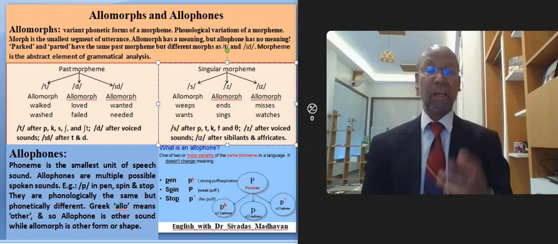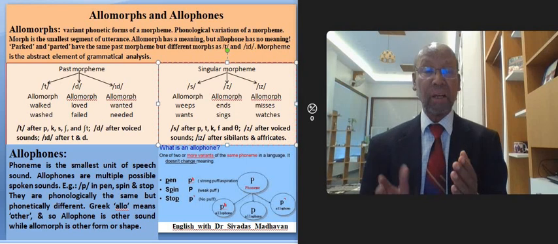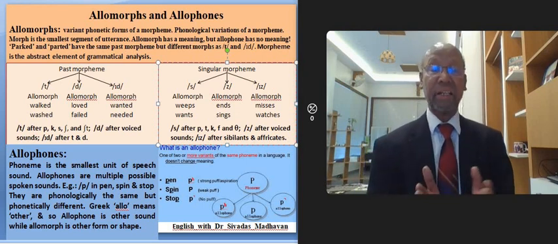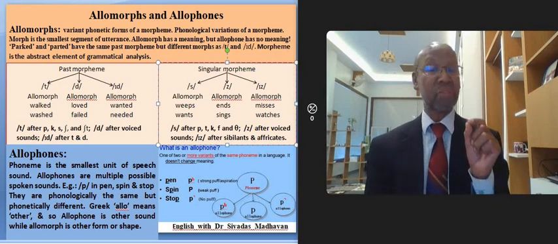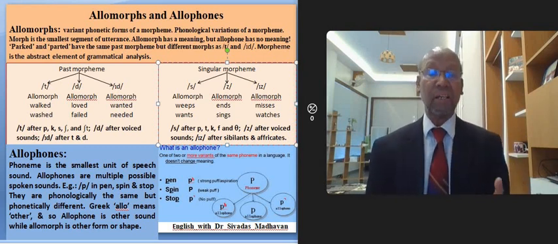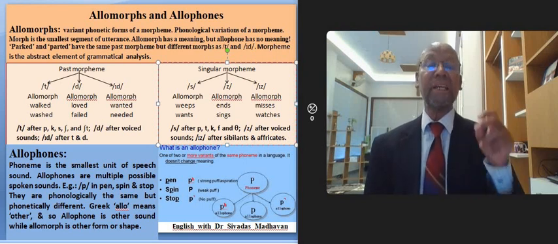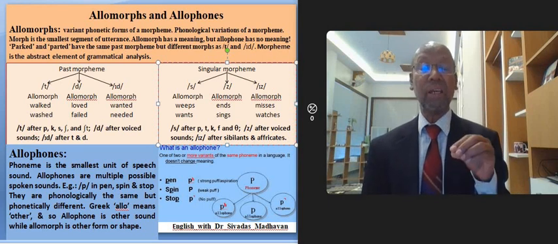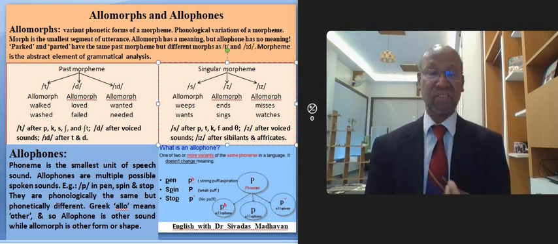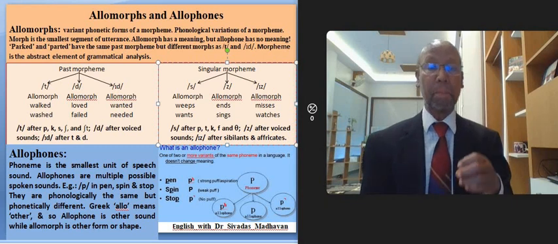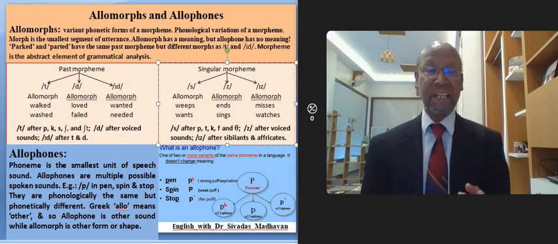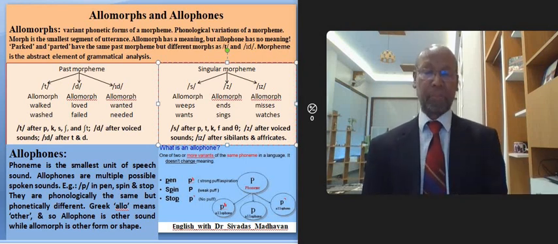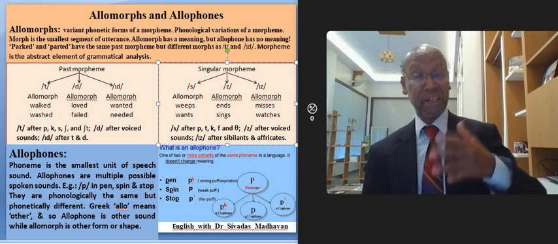For example, a phoneme called p can have different realizations. When it comes in the beginning of the word, it will be aspirated. For example, pin, pen. P is aspirated. Aspirated sound means the sound is produced with an extra puff of air. So that is the aspirated sound when it comes in the beginning.